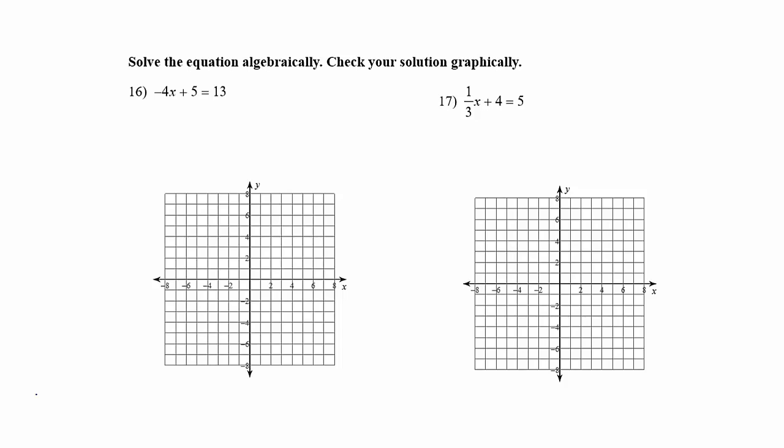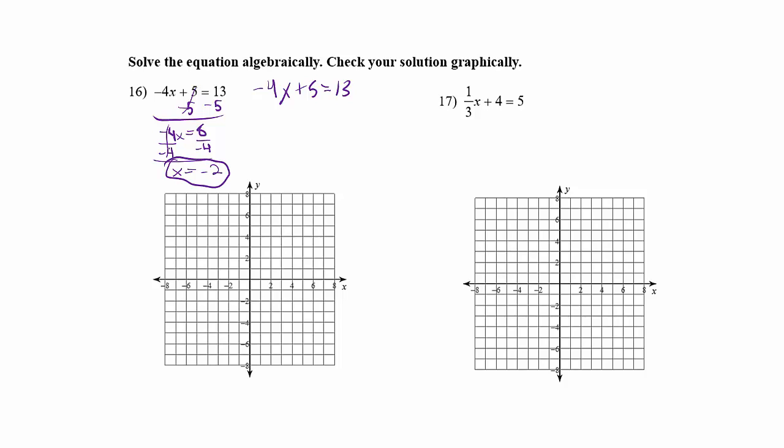And that has to do with problems like these, where we want to solve the equation algebraically, and then we're going to check our solution graphically. We're basically doing the same problem twice, 2 different ways. So I'm going to rewrite the problem to help me do that. I want to start off by solving this the good old-fashioned way, where I do things like subtract 5 and get negative 4x equals 8. And then I want to divide by negative 4 and get x equals negative 2. So that is the answer to this equation.